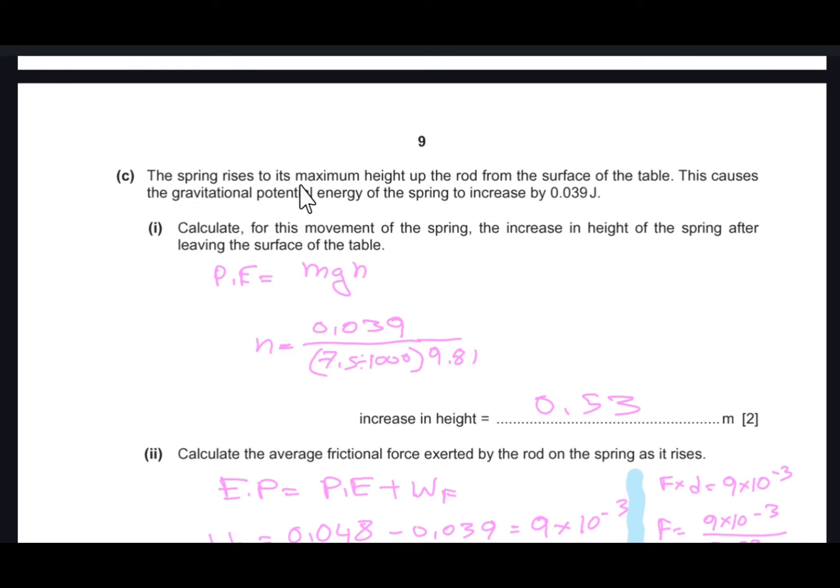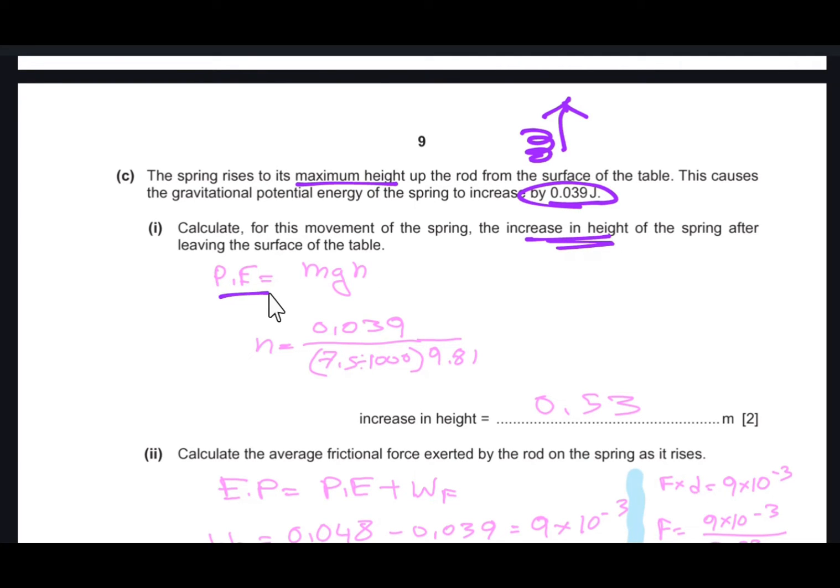The spring rises to its maximum height. Suppose this is the spring, it rises to its maximum height up the rod from the surface of the table. This causes the gravitational potential energy of the spring to increase by this amount. This is the increase in gravitational potential energy. Calculate for the movement of the spring the increase in height.